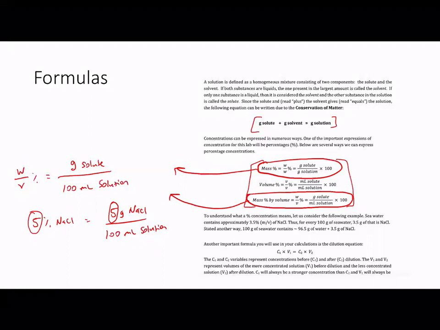Now, you can use this equation to solve for various parts of the equation. For example, if I gave you the percentage and didn't tell you how many grams there were, but I did tell you there was 25 milliliters of the solution, then you could solve for grams. Similarly, if I gave you the amount of solution and the grams, you could find the percent. So we can use this to solve for various numbers and variables within this equation.